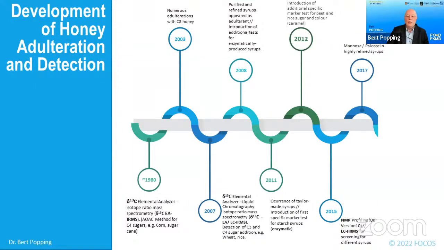And if you go to some of the online trading platforms, the likes of Alibaba, you find that people sell sugar syrups, and they even give you the types of tests they will pass. So for example, you find a product, this syrup will pass the delta C13 test or the NMR test. So basically you can buy something regularly in an online trading shop to adulterate honey in large quantities.